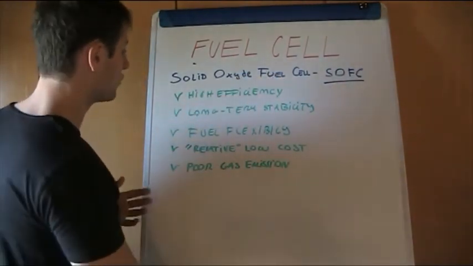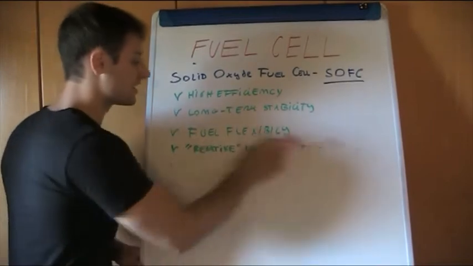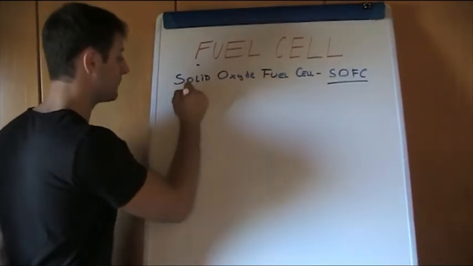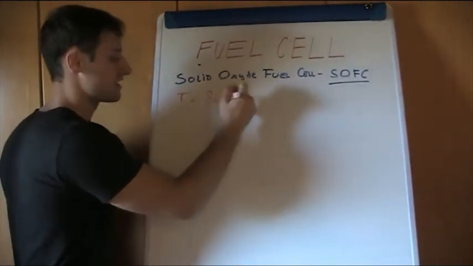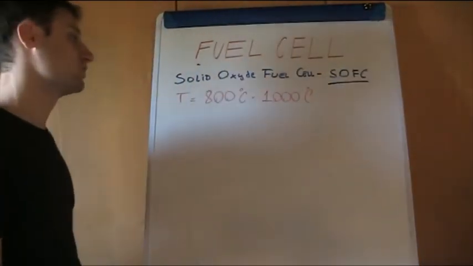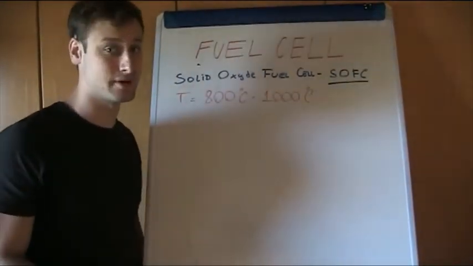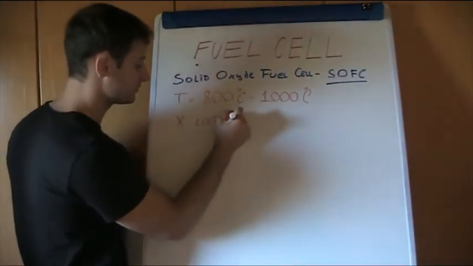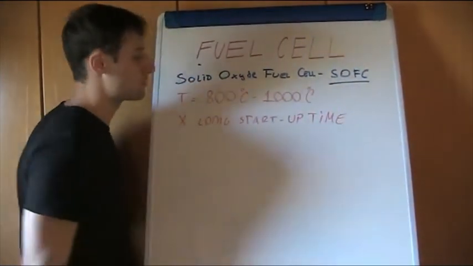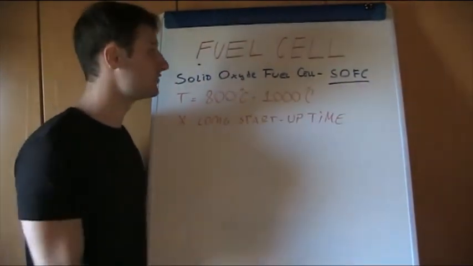But together with these advantages, we even have some problems. Since we are working at high temperature, a temperature range between 800 Celsius degrees and 1000 Celsius degrees, in order to ensure the working principle we need to achieve this temperature, and this requires time. So we have a long start up time. It requires a certain amount of time to reach this temperature and then proceed with the working of this fuel cell.